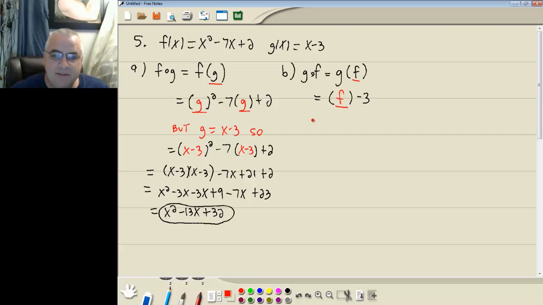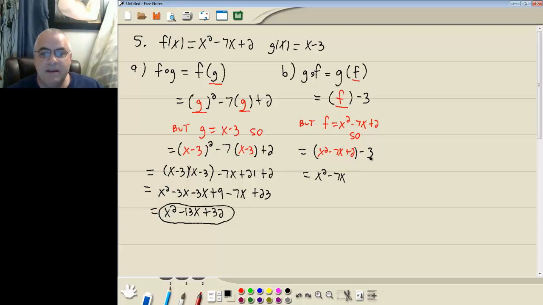But f is equal to x squared minus 7x plus 2. So this becomes x squared minus 7x plus 2 minus 3. So we replace the f with what it's equal to. And now we'll simplify. So we got x squared minus 7x, 2 minus 3 gives us a negative 1. And that's our answer to part B.